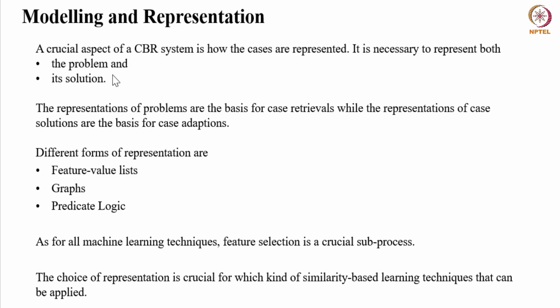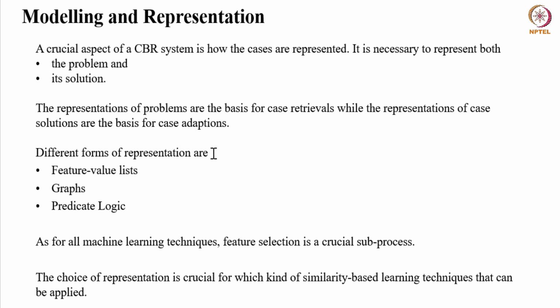And one can say that the representation problem here is even tougher than in the pretty simple conceptual learning cases we looked at earlier, because a case, including its solution, is a complex entity. So the representation needs engineering. The representation of the problem is the basis for case retrieval, and the representation of case solutions is the basis for case adaptation.